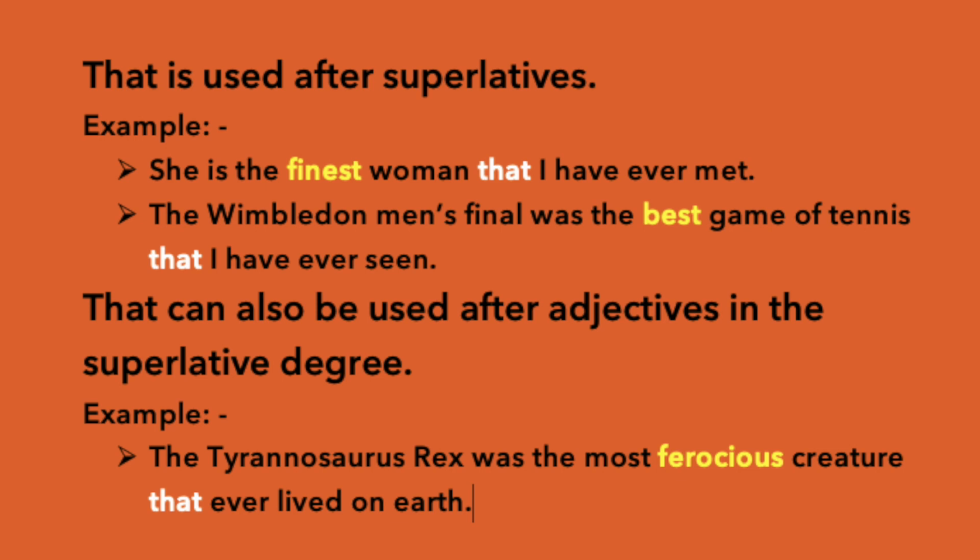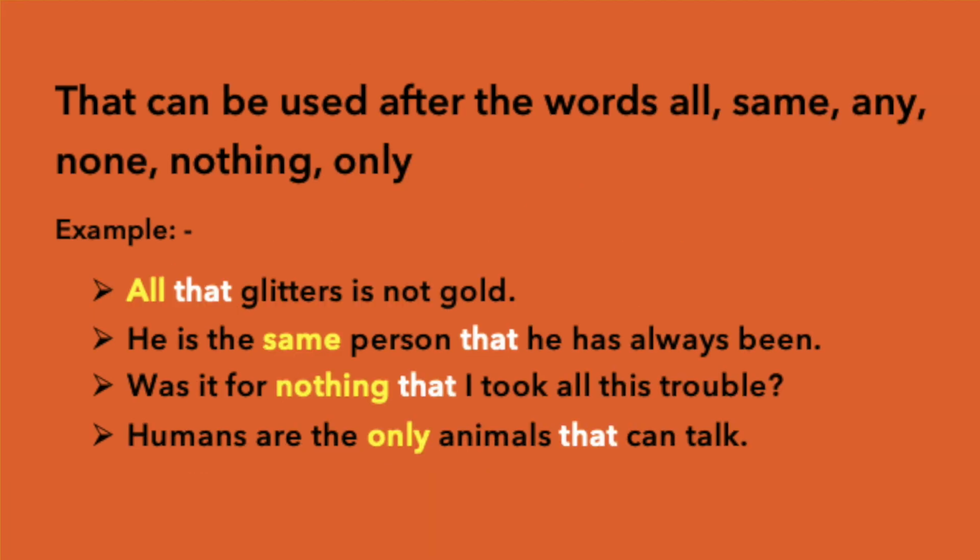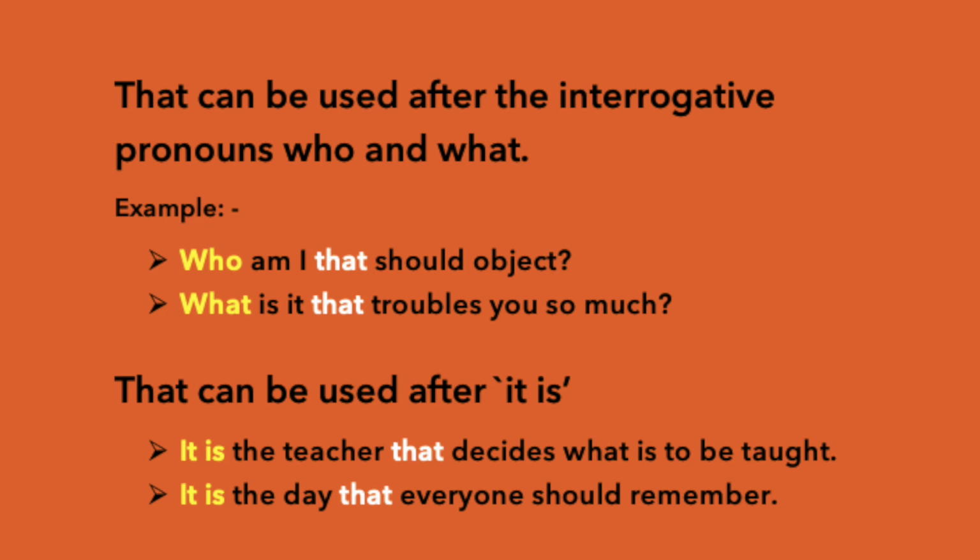In this sentence, the adjective is ferocious, and the superlative degree is most. That can be used after the words all, same, any, none, nothing, only. For example, all that glitters is not gold. He is the same person that he has always been. Was it for nothing that I took all this trouble? Humans are the only animals that can talk. That can be used after the interrogative pronouns who and what. For example, who am I that should object? What is it that troubles you so much?